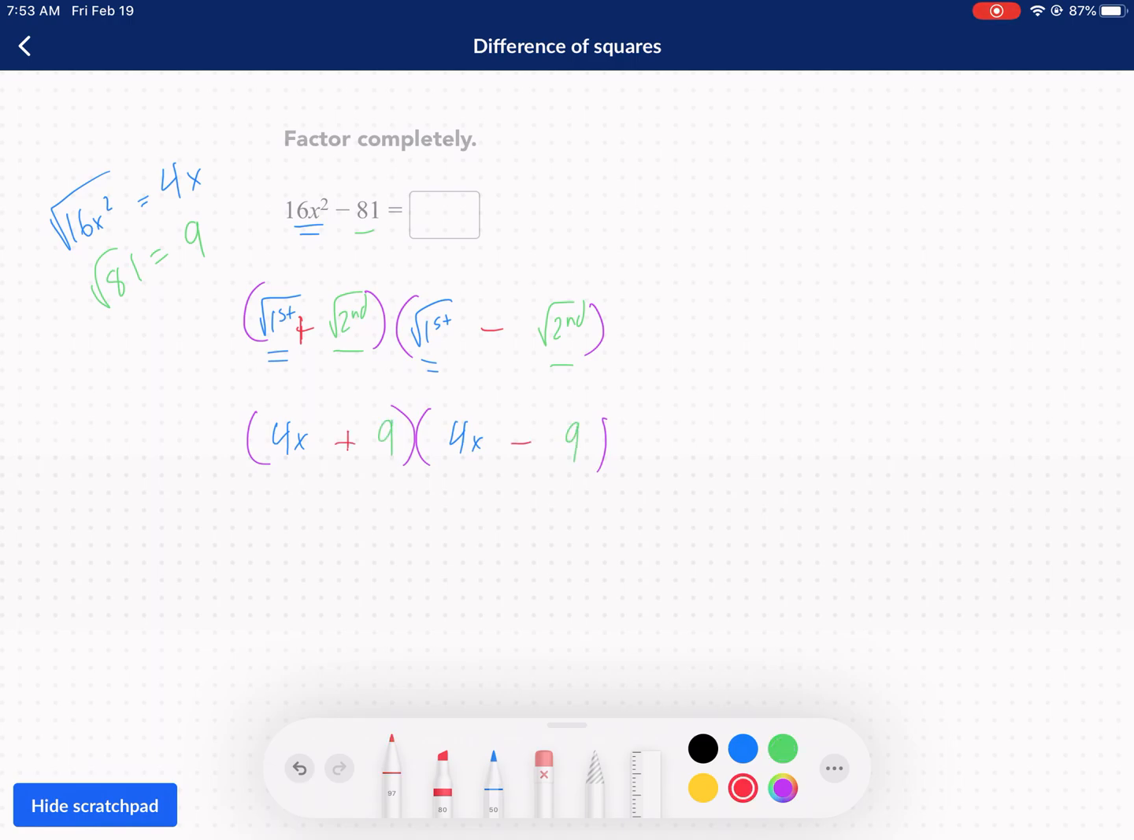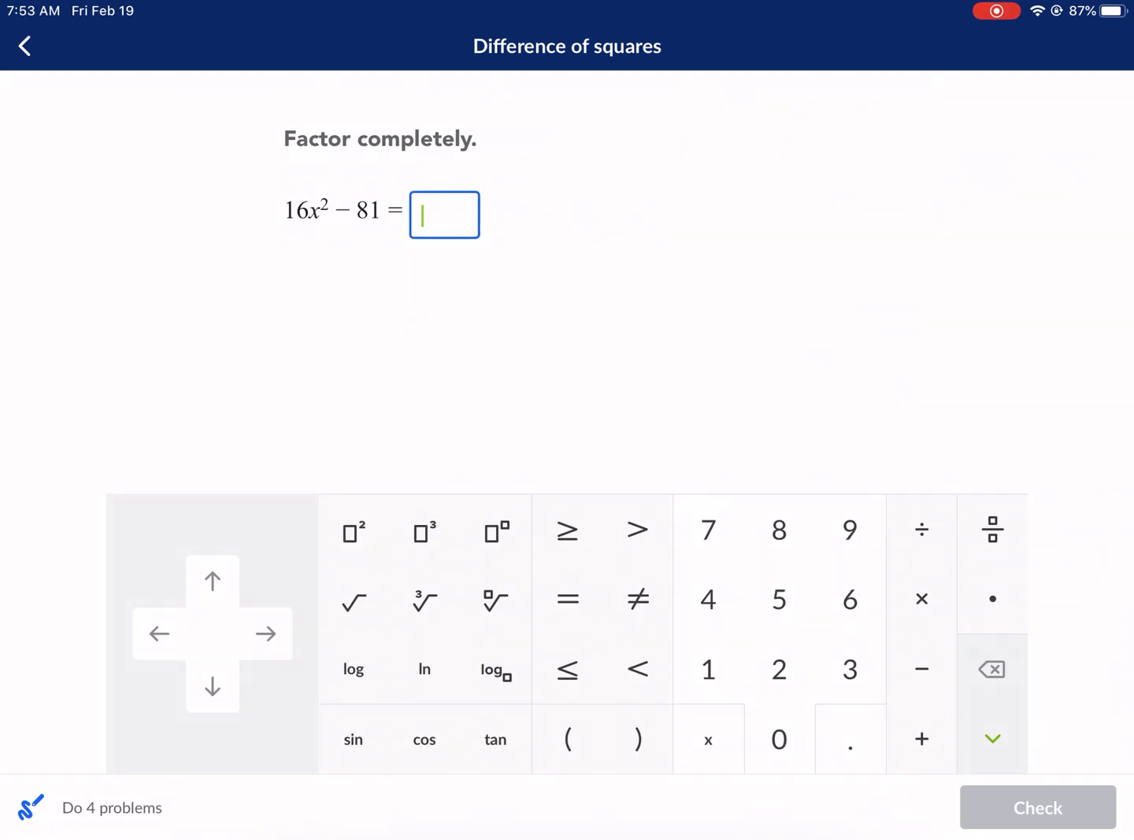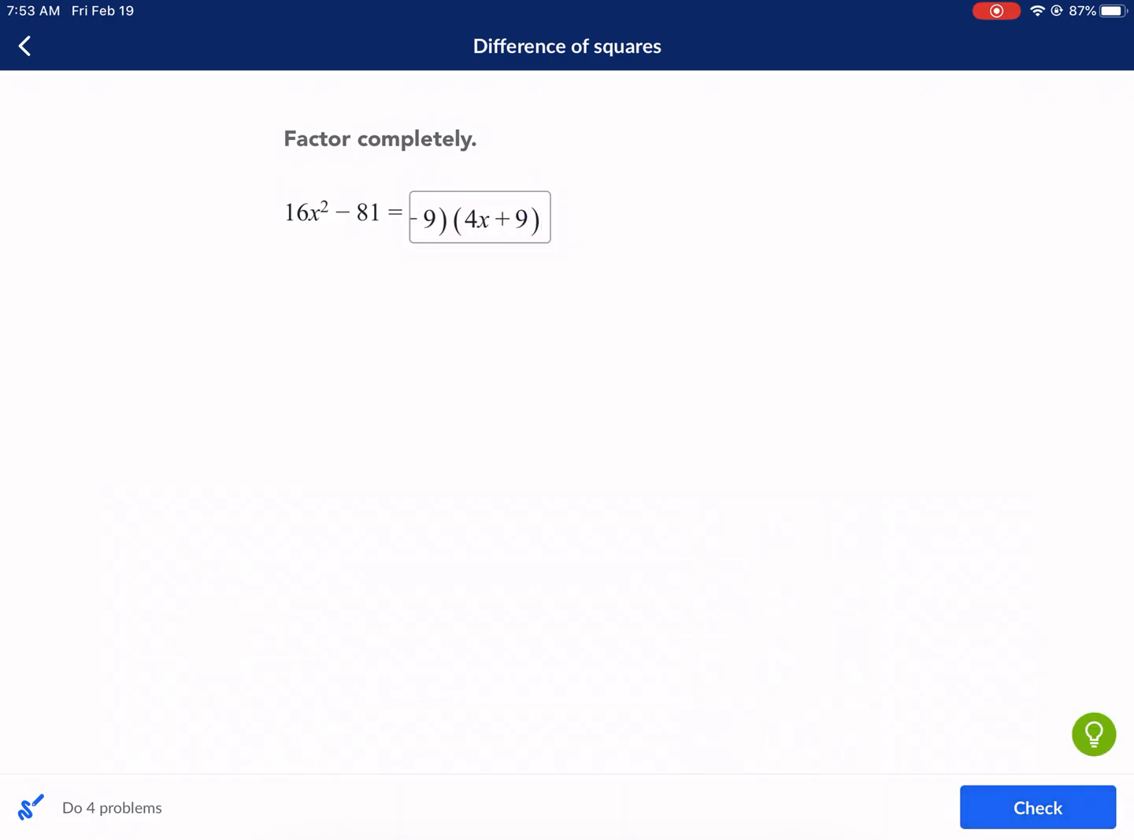It doesn't matter which one's negative or which one's positive, the first one or the second one. So just keep that in mind. So I'm gonna even show you. Let's put 2x minus 9, and then do 2x plus 9. It's the same deal. Okay, next question. Great. First one done.